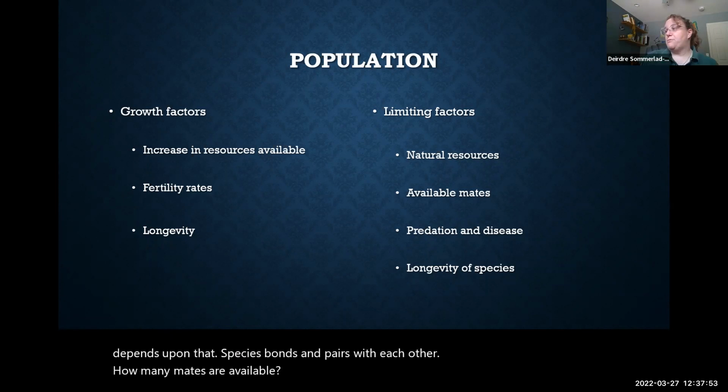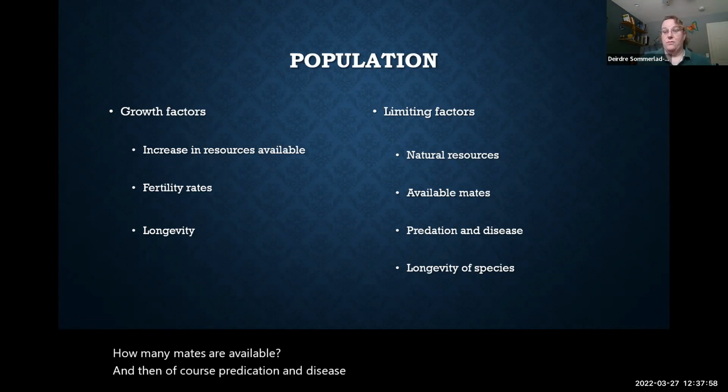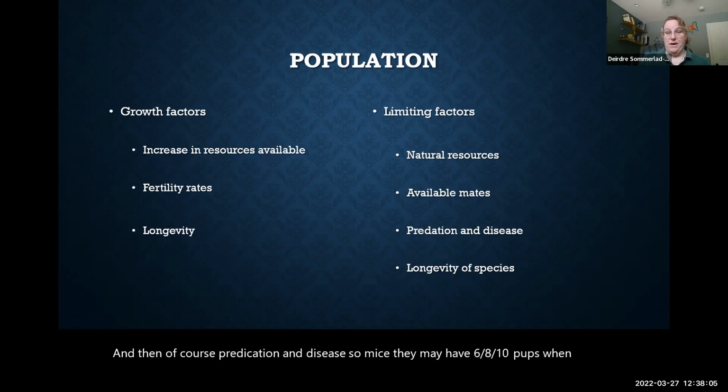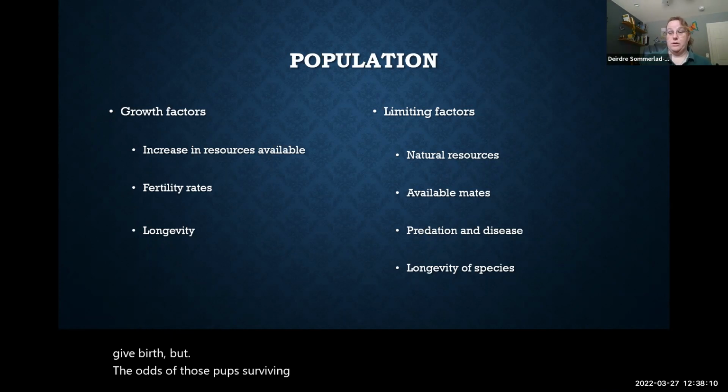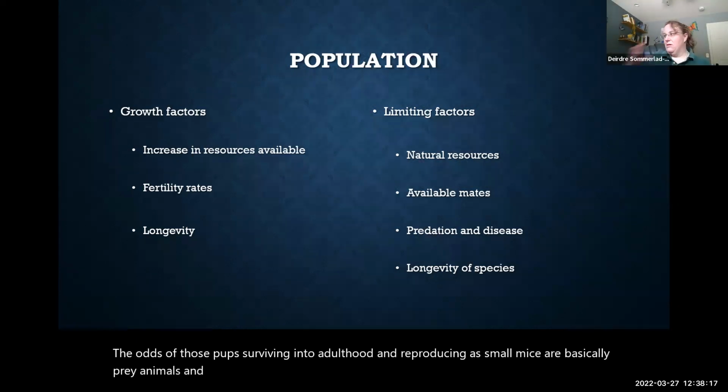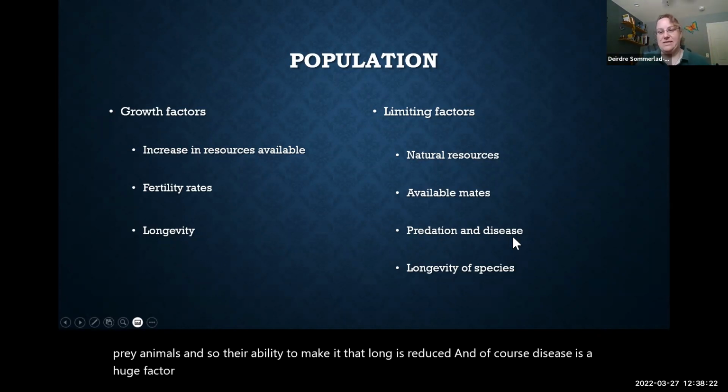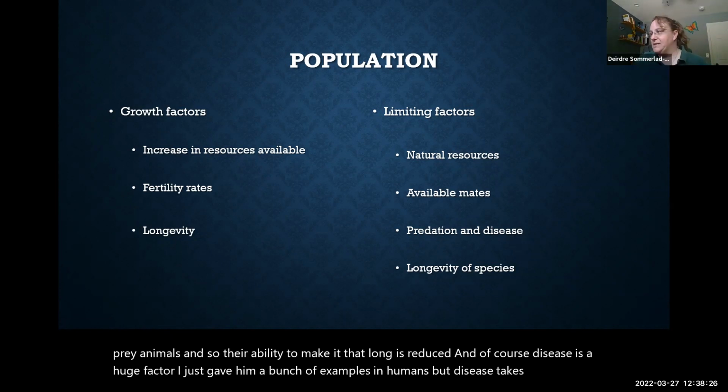And then of course, predation and disease. So mice, they may have 6, 8, 10 pups when they give birth, but the odds of those pups surviving into adulthood and reproducing is small. Mice are basically prey animals, and so their ability to make it that long is reduced. And of course, disease is a huge factor. I just gave a bunch of examples in humans, but disease takes out lots and lots and lots of species.